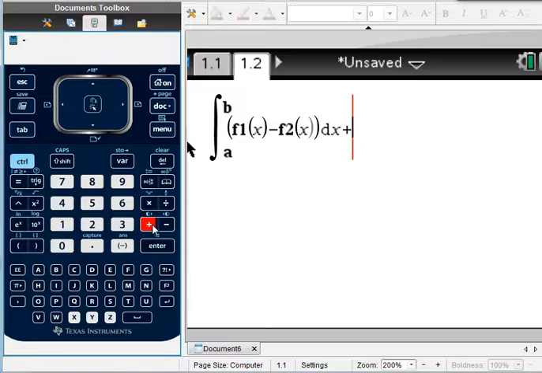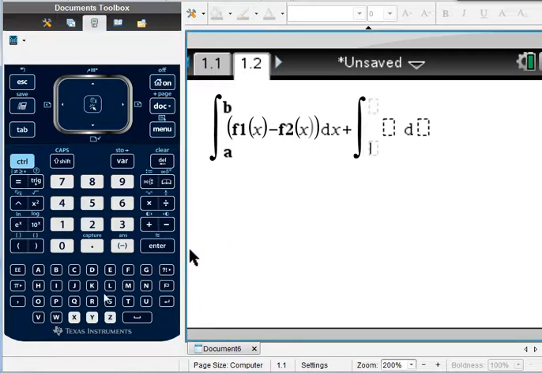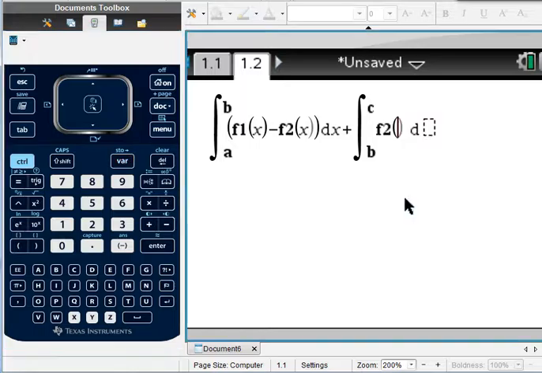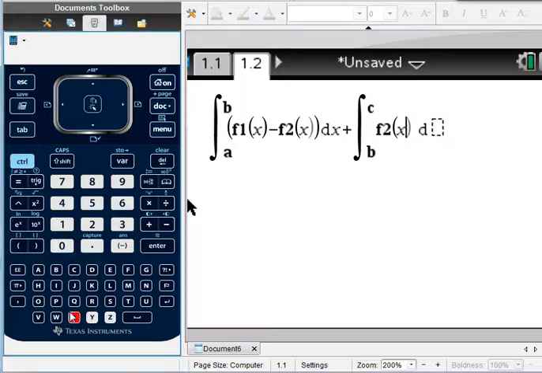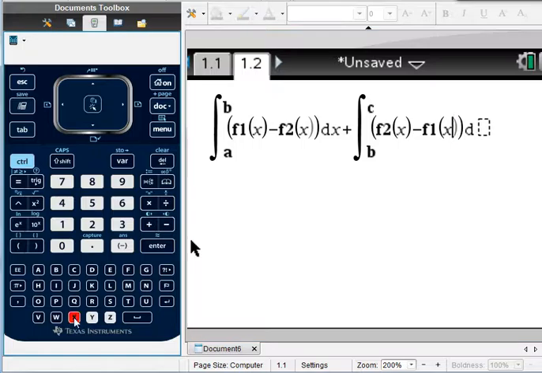And then plus, the second integral was from B to C. And this one, the e to the 0.23x was first, so that was f2 of x minus f1 of x, dx.